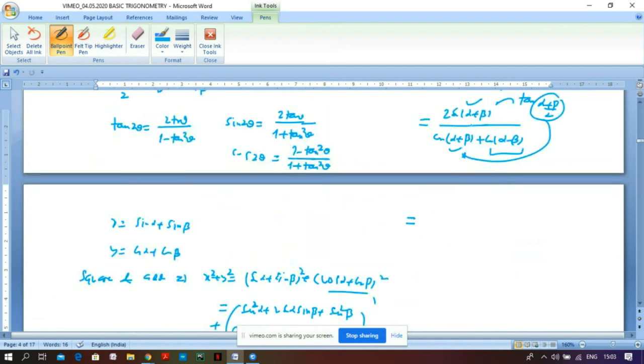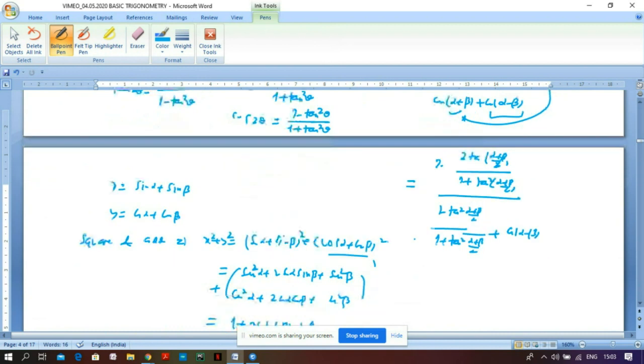So my answer is 2 sine alpha plus beta. So I can write 2 times sine alpha plus beta, that is 2 tan of (alpha plus beta over 2), and this is 1 plus tan square of (alpha plus beta over 2). That is sine alpha plus beta. Cos alpha plus beta is 1 minus tan square of (alpha plus beta by 2) and 1 plus tan square of (alpha plus beta by 2). And plus cos alpha minus beta, I already know from some technique.